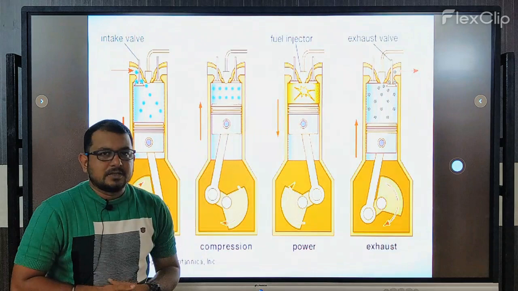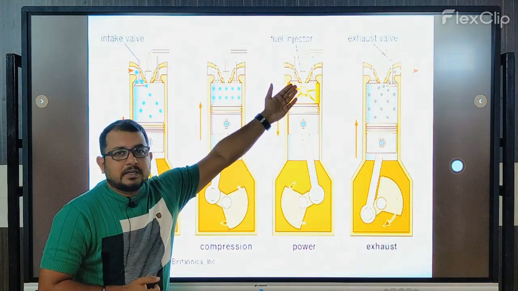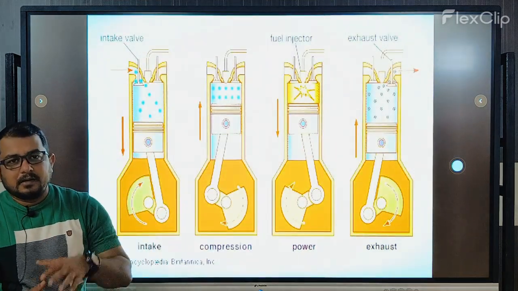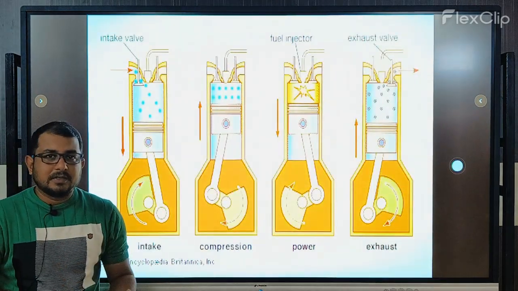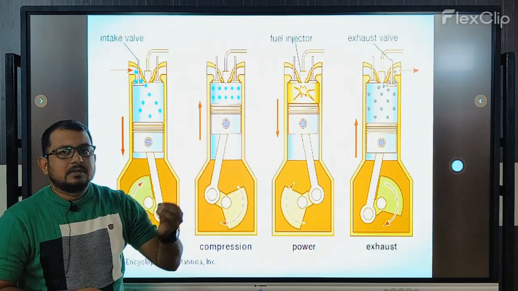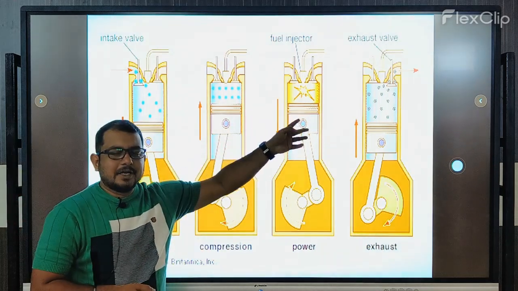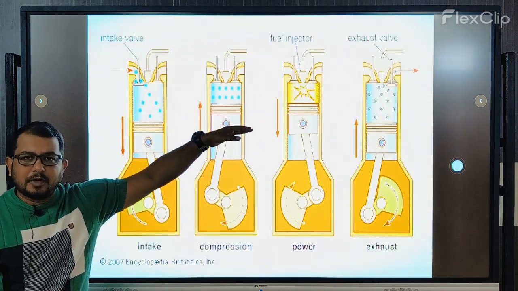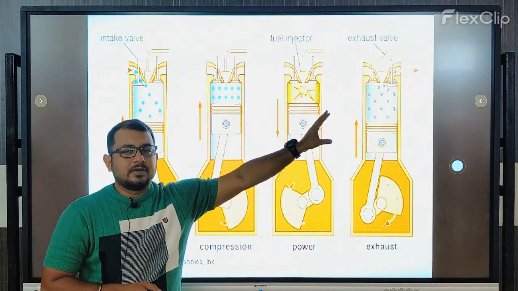At the start of the expansion stroke, what happens? Through the fuel injector, diesel comes out and is sprayed all over. Due to the increase in pressure and temperature and the fuel being sprayed, there is a sudden burst or explosion which gives rise to the expansion stroke. Due to the expansion stroke, the piston moves from top dead center to bottom dead center, and the fourth stroke is the exhaust stroke.